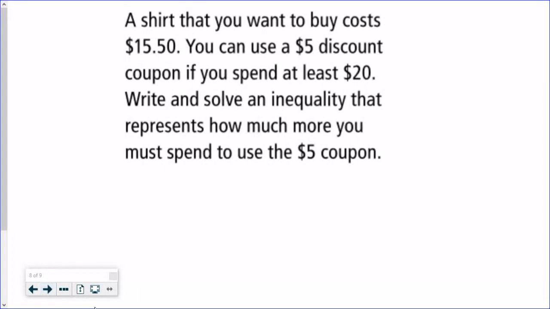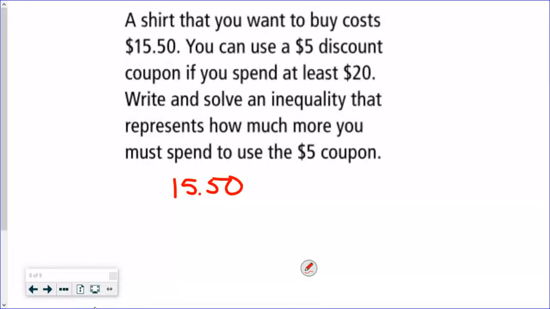So this one says, a shirt that you want to buy costs $15.50. You can use a $5 discount coupon if you spend at least $20. Write and solve an inequality. So a shirt that you want to buy costs $15.50. $15.50, okay, is what the shirt costs.